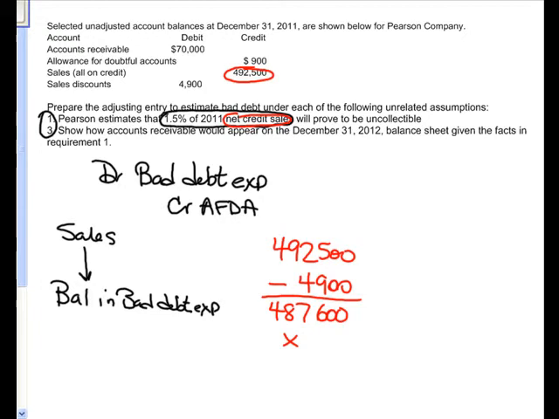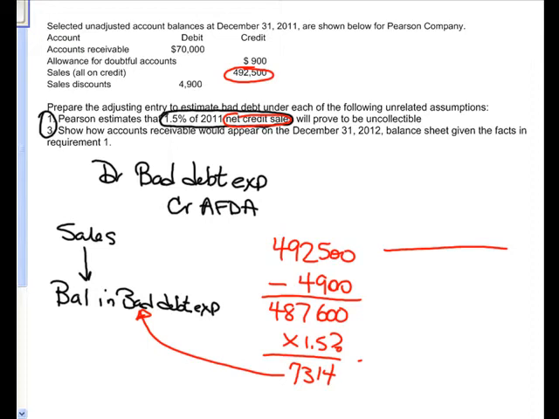And then we're going to take 1.5% of that. Watch your decimal places when you convert percentages to decimals. And the result that we end up with is 7314. So that number, remember, is what we want to end up with in this bad debt expense account.